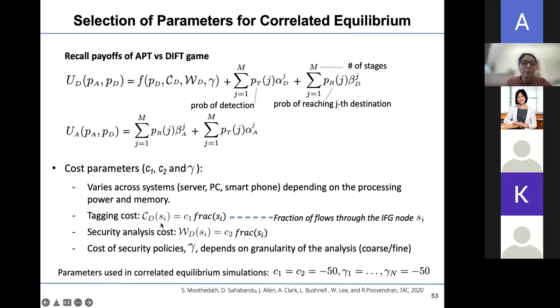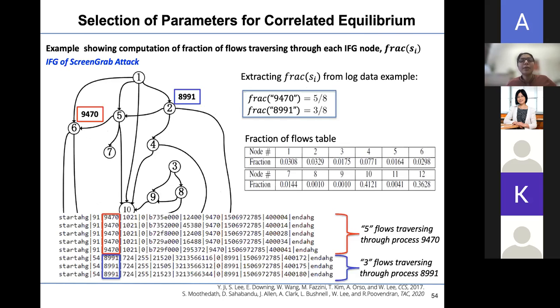And how do we choose the tagging cost? We choose the cost using the fraction of flows passing through that node. So the idea here is, if a node is really busy, then that node should have a higher cost of being chosen as a security checkpoint. If you look at this example, just a small portion of the system log, 9470 is a particular node which has more information flows passing through it when compared to 8991. So the red one corresponds to a busier node. So performing security analysis at a busier node is more costly. That's how we capture the cost of performing security analysis. And the other values, the alpha Ds and beta Ds, those parameters are handpicked.